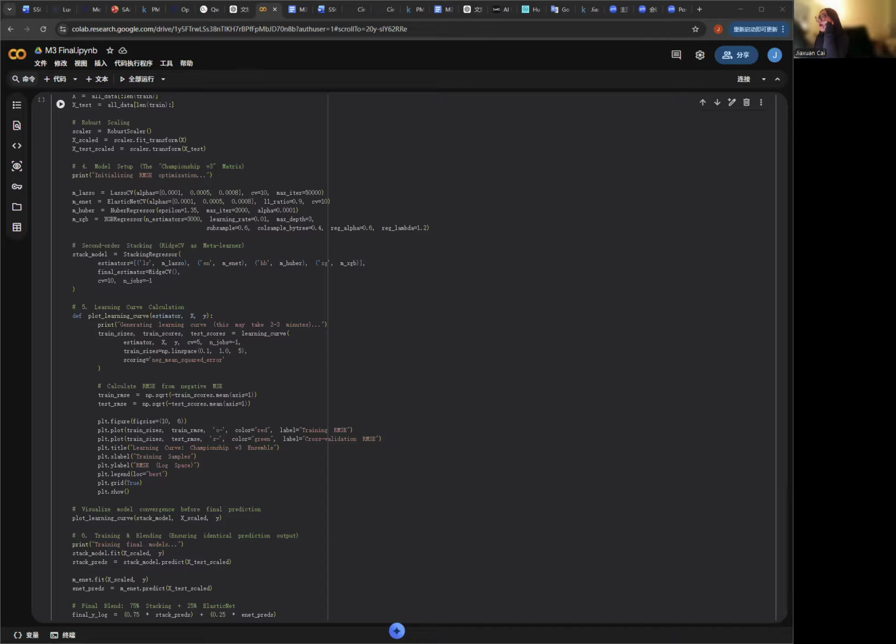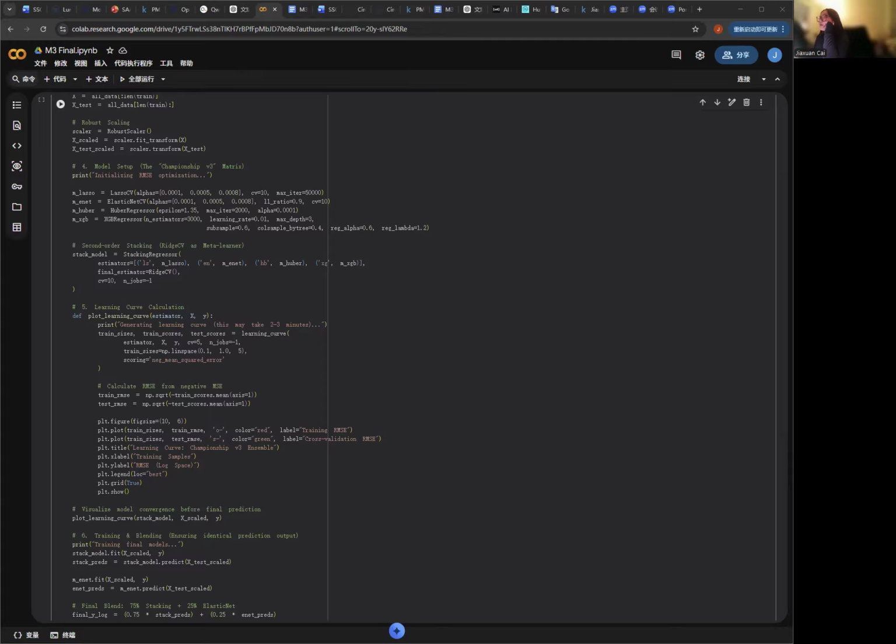Linear models have higher bias but lower variance. XGBoost has lower bias but higher variance. By stacking them, we combine their strengths. We use RidgeCV as the meta linear learner to optimize weights across models. This reduces both bias and variance and improves the generalization. This ensemble strategy is a key reason for improved Kaggle performance.